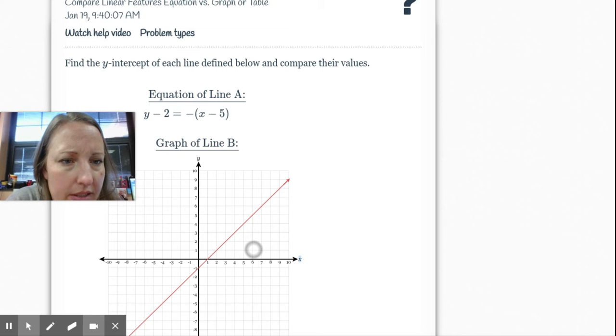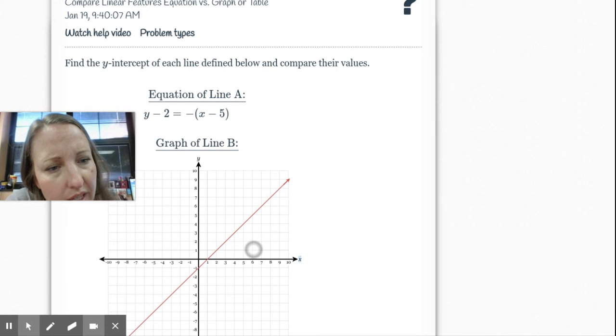Before we do that, let's distribute. y minus 2 equals -x plus 5, plus 2 on both sides. I'm just solving for y. y equals -x plus 7. So on this one, again, the slope is -1, and now the b is 7.